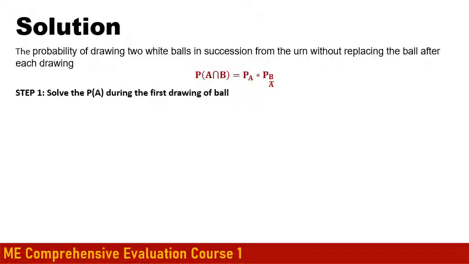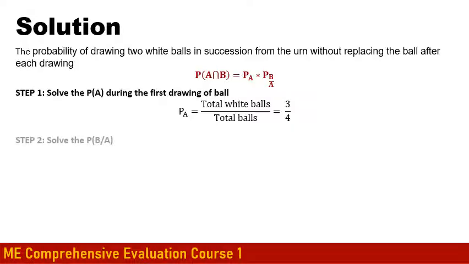So for the probability of A during the first drawing of the ball, we would have the total white balls divided by the total balls. For the total white balls, we have 3, and the total balls would be 4. That is why we have 3/4.